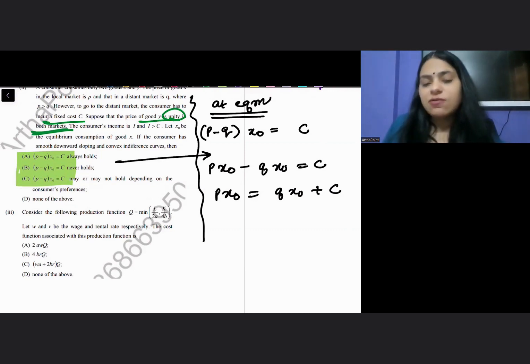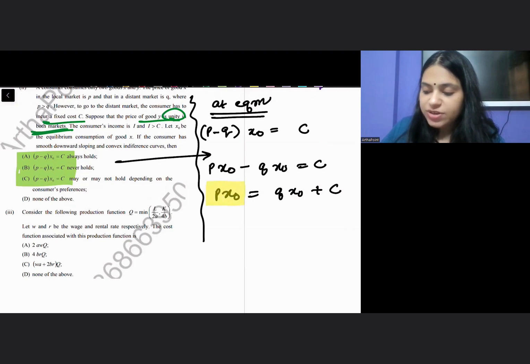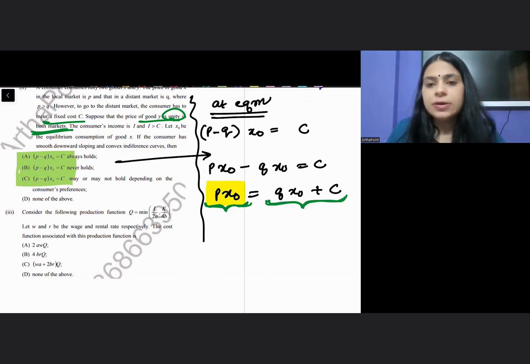So if you notice what the question is actually asking, whatever equilibrium bundle you buy, this is your equilibrium consumption of good X that you have purchased from the local market. And this is the equilibrium bundle that you have purchased from the distant market.